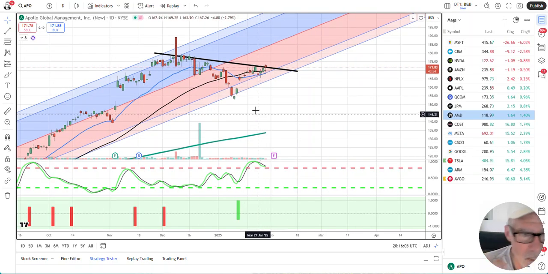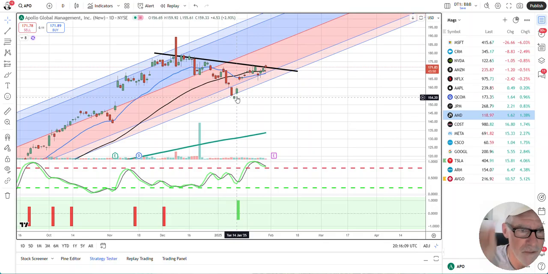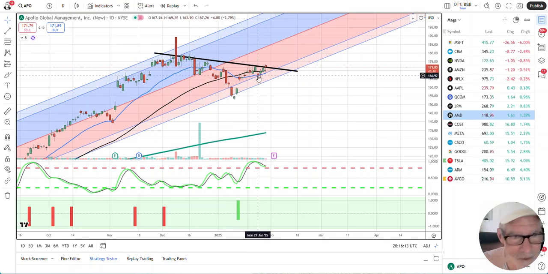But I like what it's done since then. So it did test below the LRC. That's 2.0 standard deviation. Bounced right back up again. Put a little bit of a handle right there underneath that resistance line. It's right at the line right now, but it sure looks to me like this is ready to go higher.